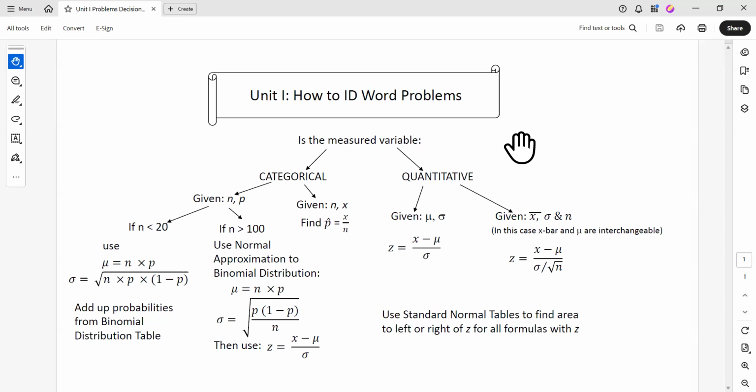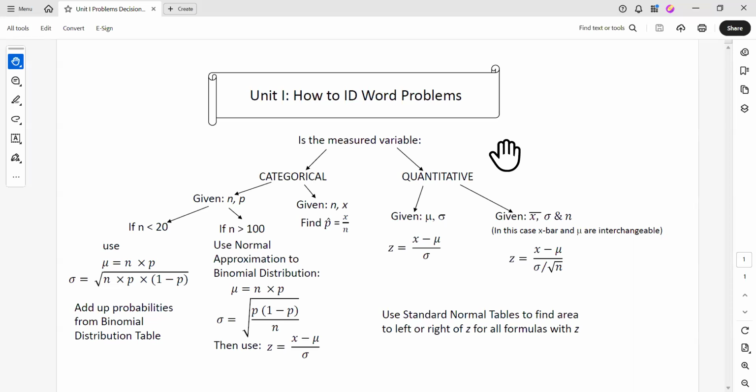So the questions I give you on quizzes and exams, you can call them word problems. They have a narrative description of what the question is asking. They aren't just an equation and the numbers you have to plug in. So you do have to figure out what kind of problem it is.